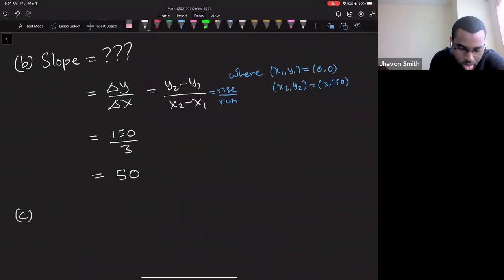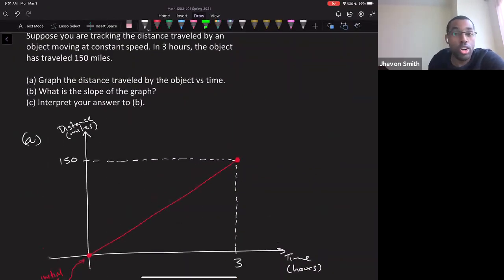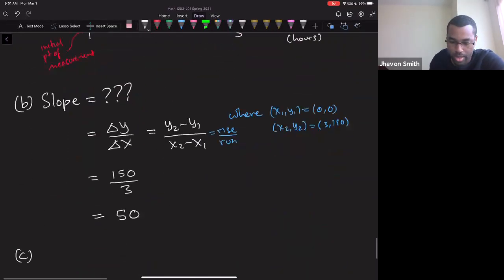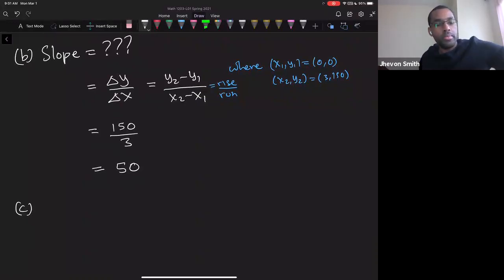Now, this is the important part. I want you to interpret the answer to B. So you just told me about the slope. We got that number 50. 50 what? 50 pesos, $50? What is this 50 about? Interpret the number that you got here. Couldn't we say 50 miles per hour? You could say 50 miles per hour, right?